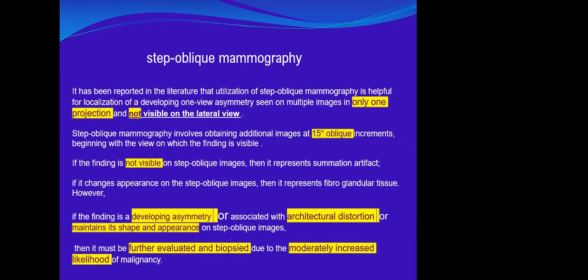If the finding is not visible on step oblique, then it represents a summation artifact. If the finding is a developing asymmetry or associated with suspicious findings, even if you did not see it, you have to do ultrasound or proceed to biopsy. You should not ignore it. Okay. What about the rolled view?